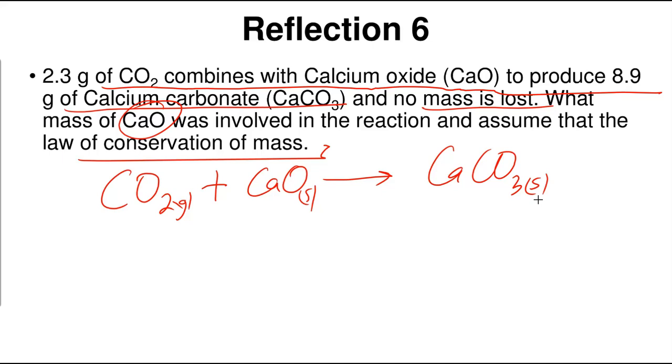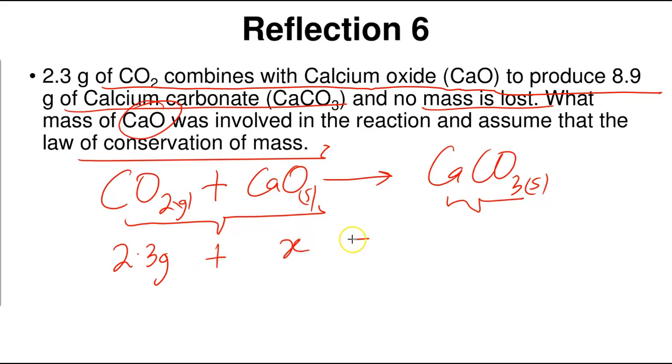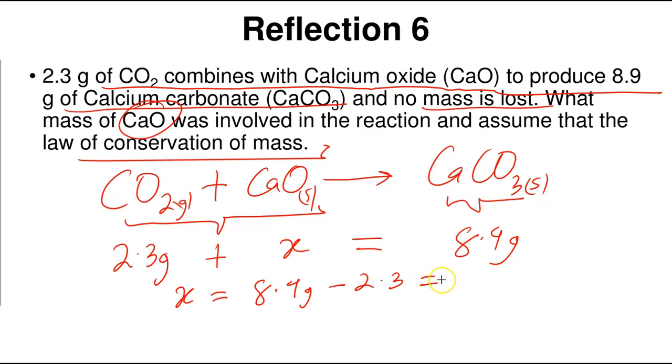So in this case, the total mass here has to equal the total mass here. So if we started with 2.3 grams of carbon dioxide plus, let's call this X, the mass of calcium oxide which we don't know, this has to equal 8.9 grams. If we solve for X, we simply subtract 2.3 from 8.9. So this is going to be 8.9 grams minus 2.3. And when you do the math, it's going to give you 6.6 grams of calcium oxide was involved in this reaction.